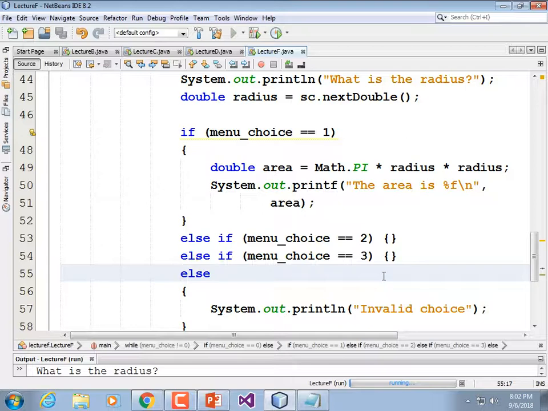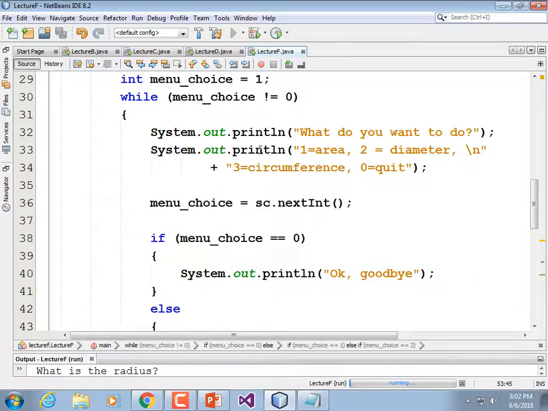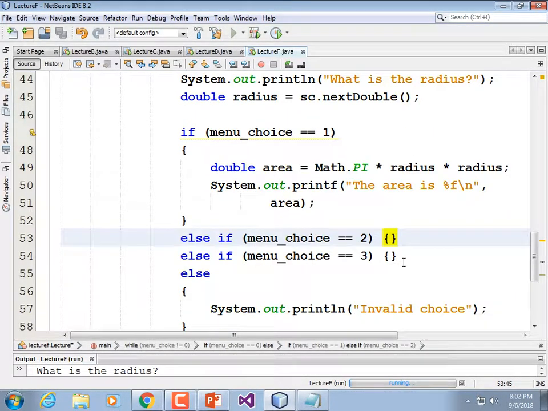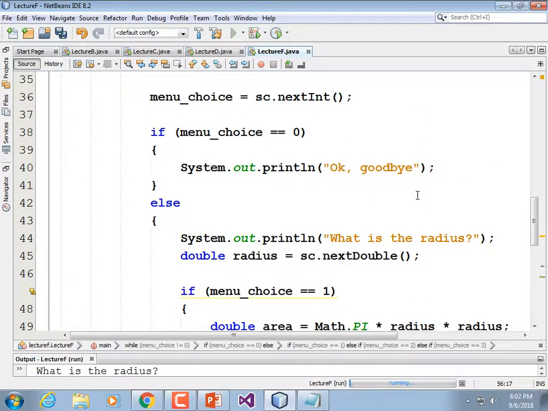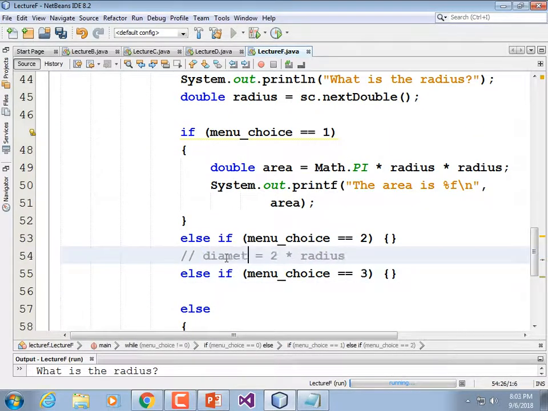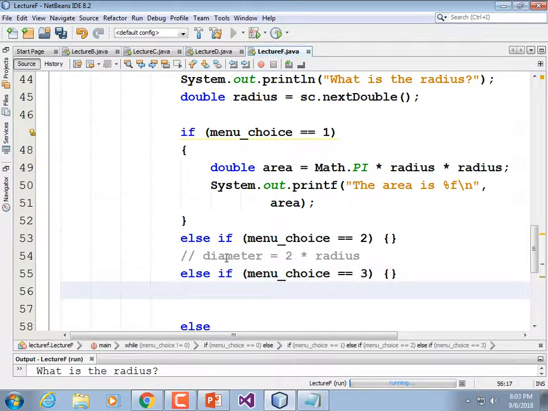I'd like y'all to take a stab at finishing this, and I'll wander around and help. But what is the formula for calculating the diameter from the radius? Well, if the radius of a circle is 1, what's the diameter of it? Come on, somebody's taking geometry. Twice the radius. Yeah, it's 2 times radius. And if we're talking about circumference, it's 2 pi r.